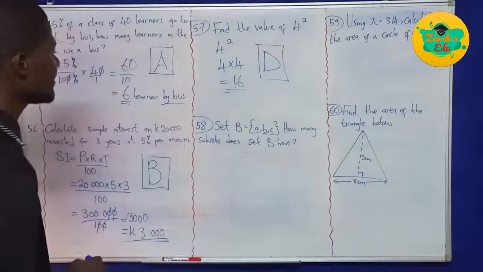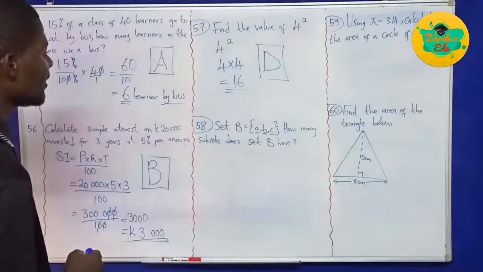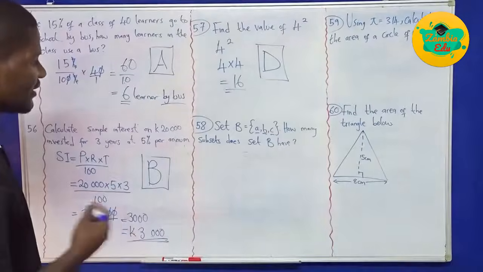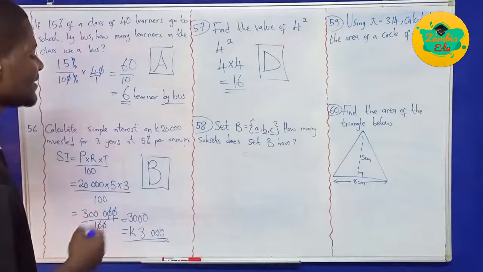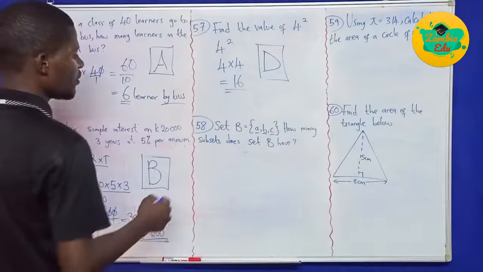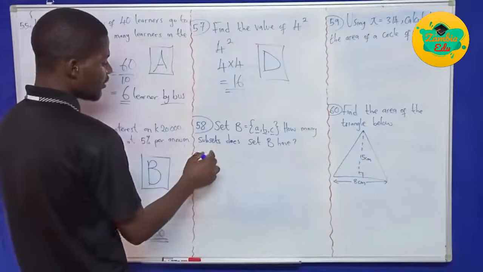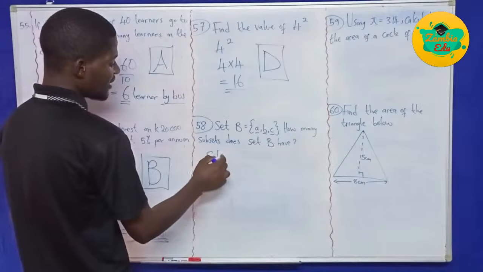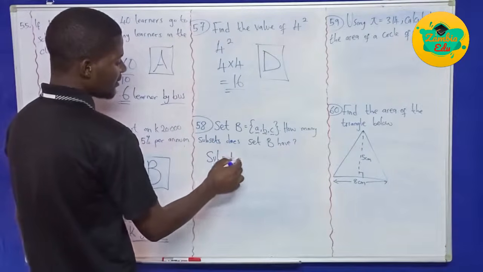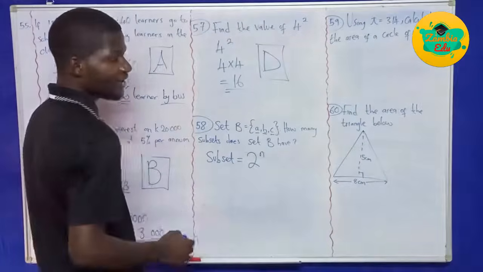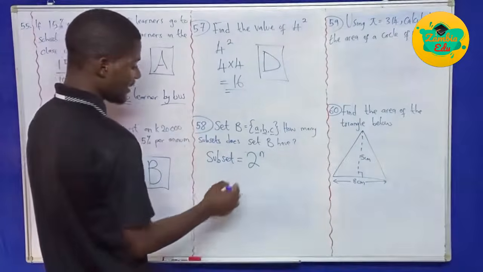58 says set B equals {A, B, C}. How many subsets does set B have? So for us to find the number of subsets for set B, which has 3 elements, we know that the number of subsets is equal to the formula 2 to the power n. Remember, the n represents the number of elements that a set has.